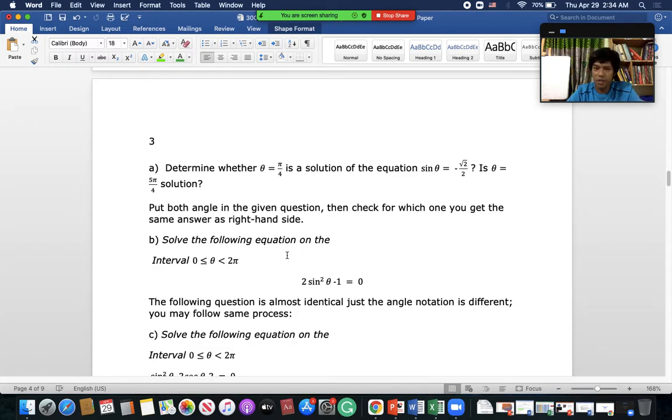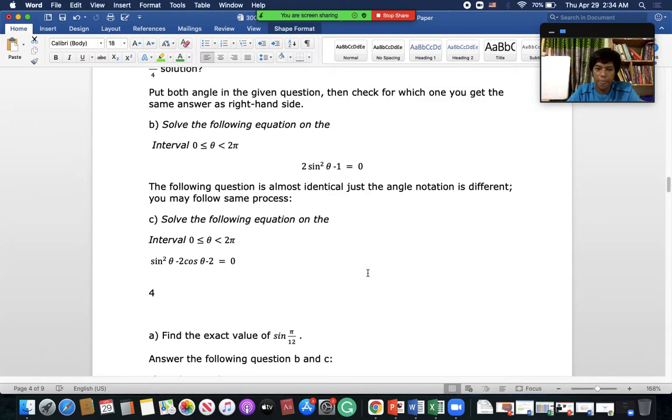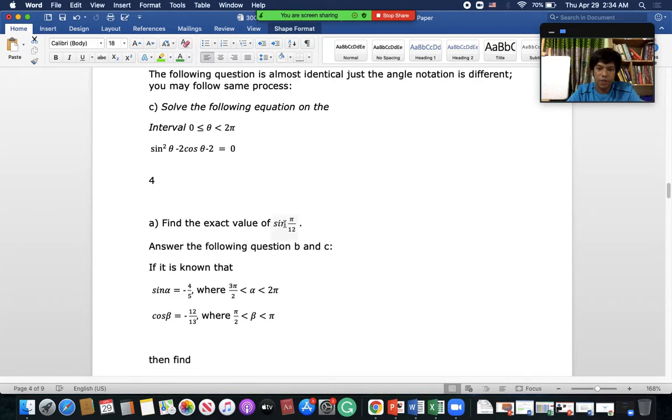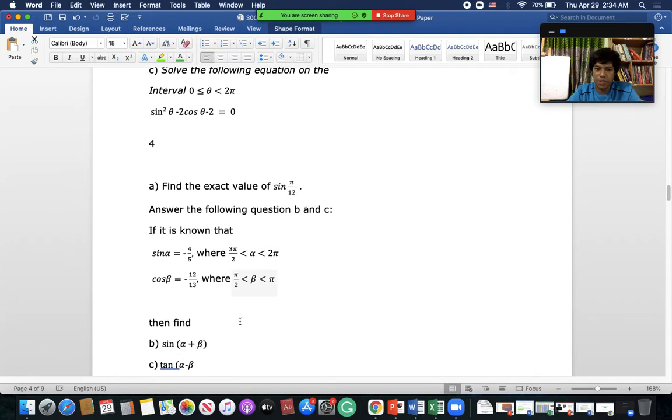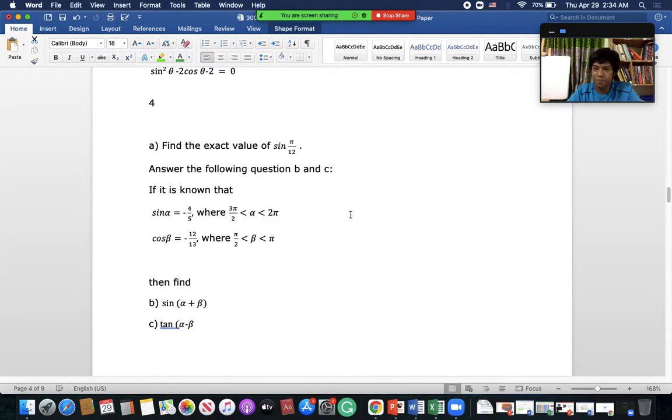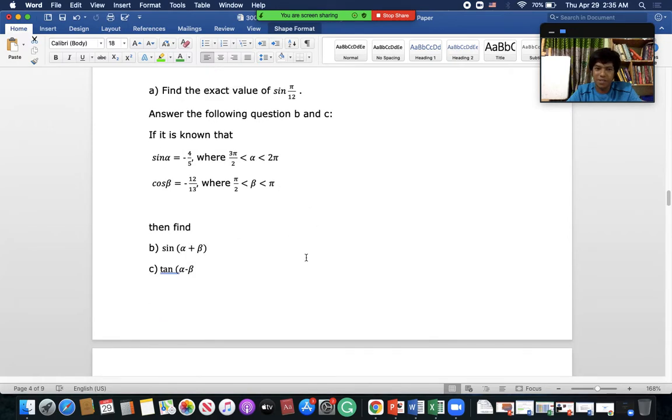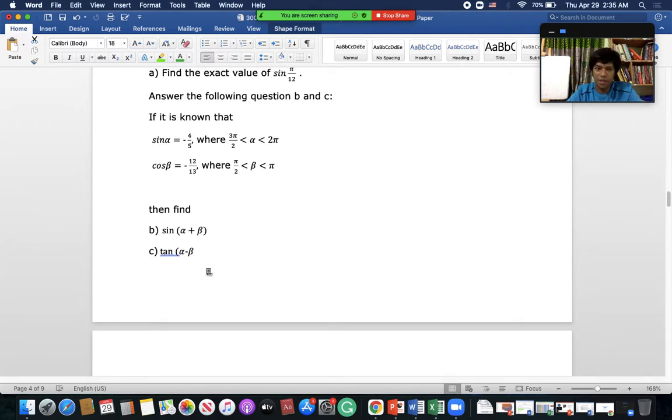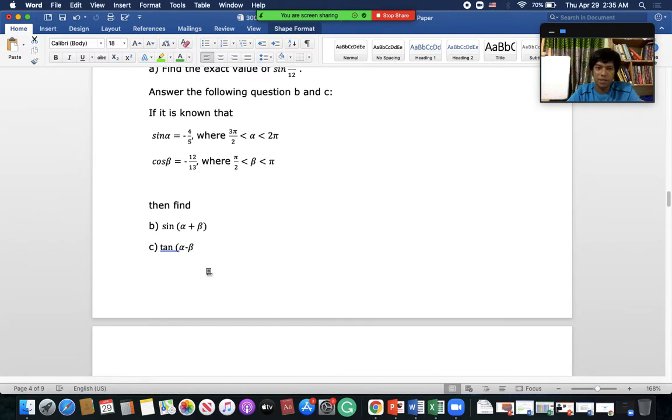trigonometry, analytical trigonometry. If the angle is given, which one is the correct solution, based on this condition within this interval, what is the solution. This is like solving within this range. Find the exact value of this. All these questions were somewhat discussed in our previous classes or previous slides.